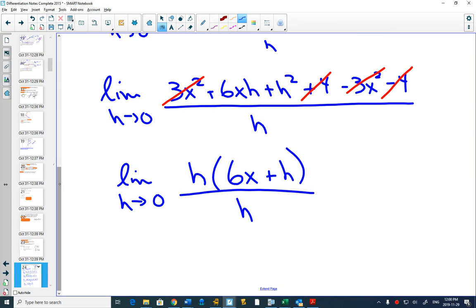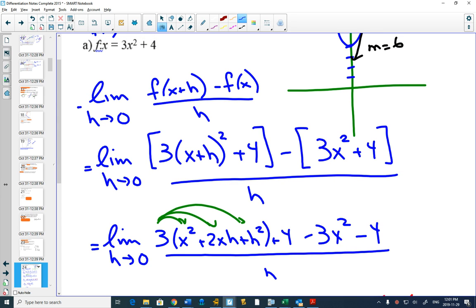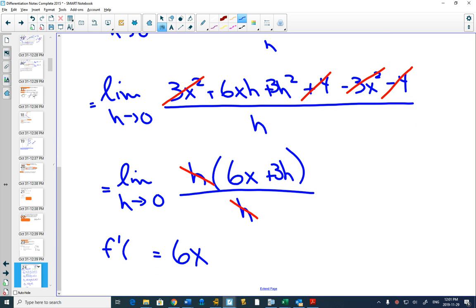Oh, sorry, I missed that 3. And then that would still be 3h squared. Perfect. Can you see you could factor out the h? And then these h's would simplify. And now you can apply your limit. What happens if I plug in 0 for h now? What do I get? I just get 6x. In fact, here I'll put equal signs all along here. I'll use Leibniz notation right from the beginning and write, this is our derivative. So our derivative is equal to 6x.